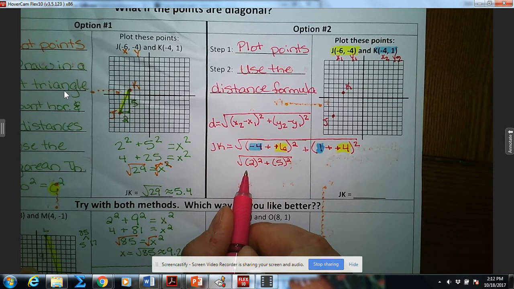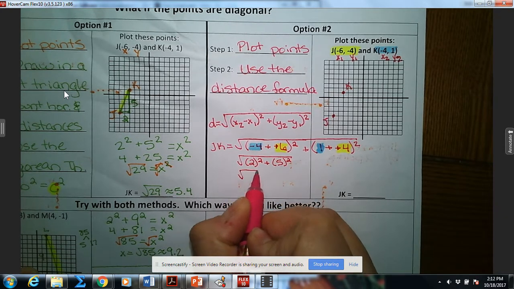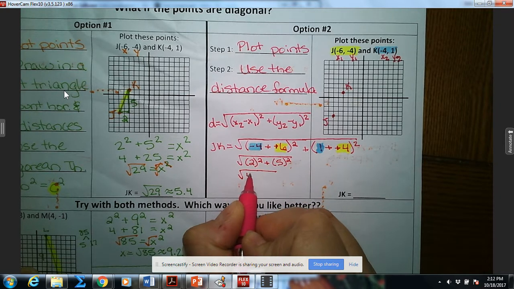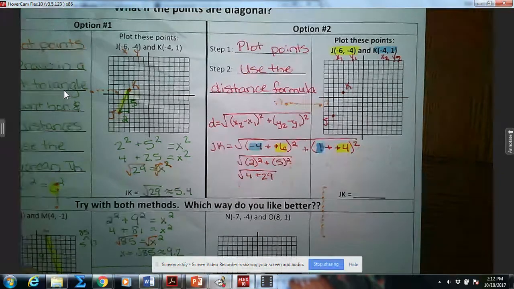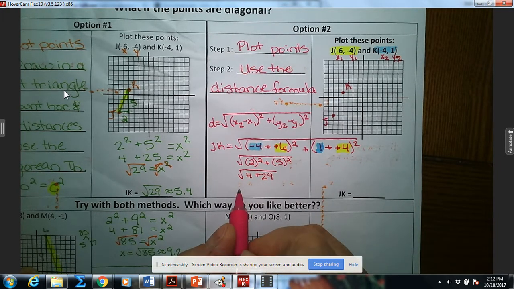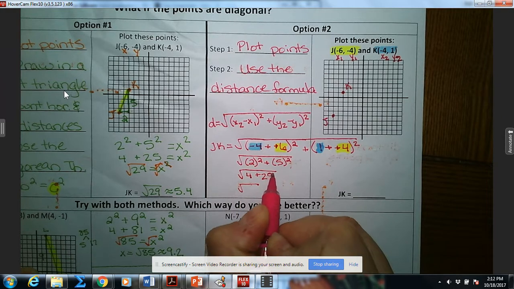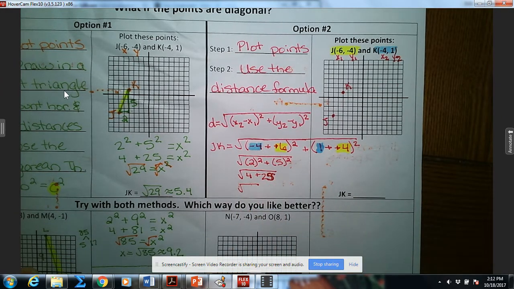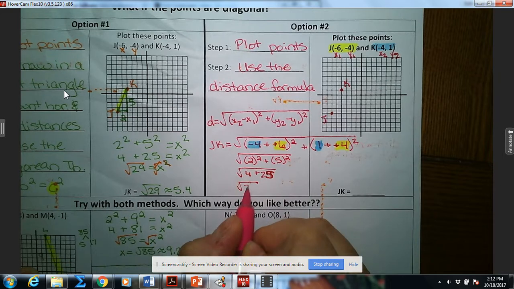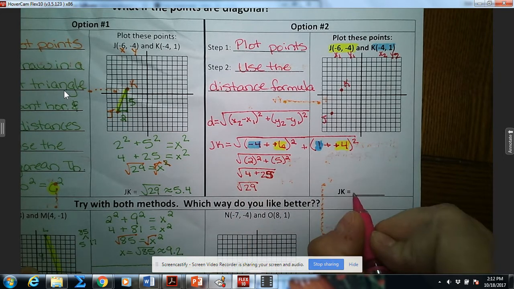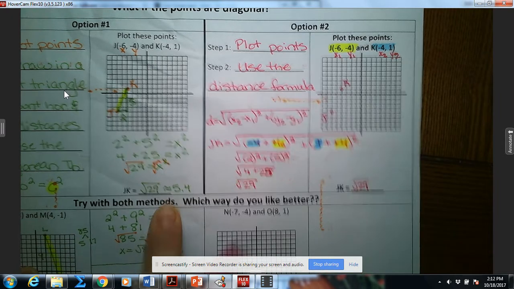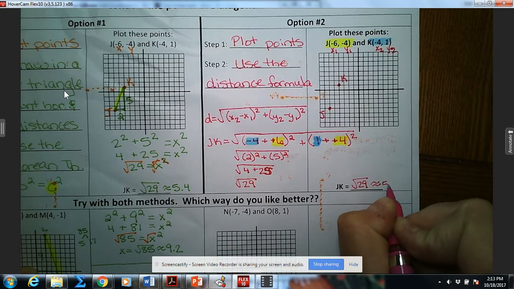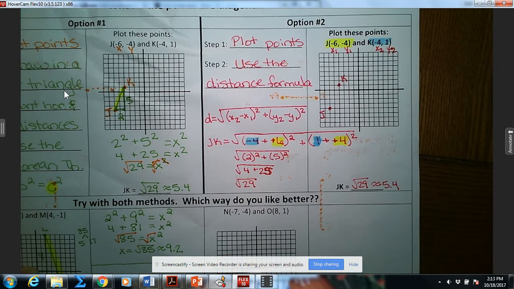Next, the E in PEMDAS stands for exponent. So I've got 2 squared, which is 4, and 5 squared, which is 25. Oops, excuse me, I jumped ahead of myself. The only thing left to do here is add the 4 and 25 together to get 29. So again, the distance from J to K is the square root of 29, which we already know from the first time we did this problem is about 5.4.